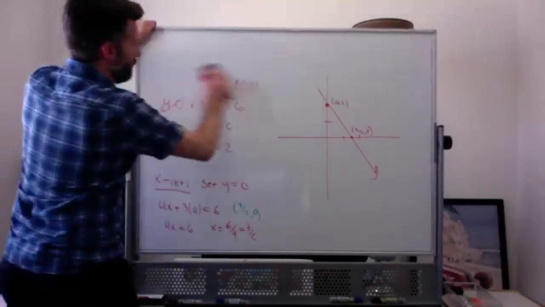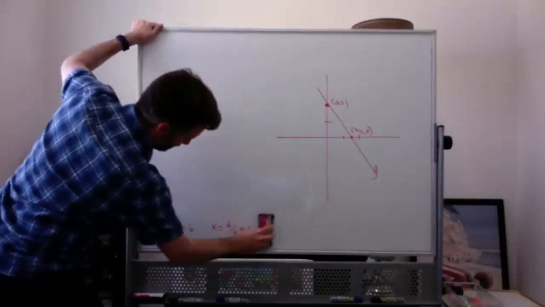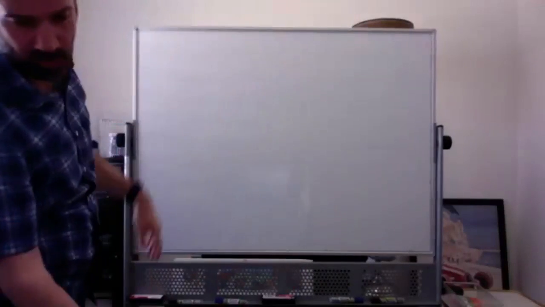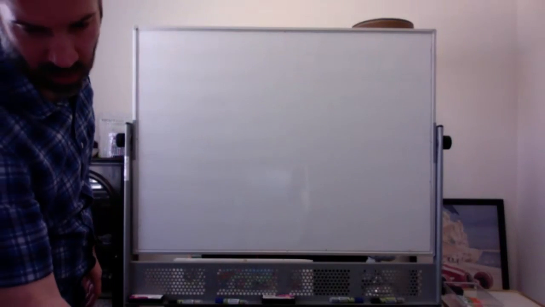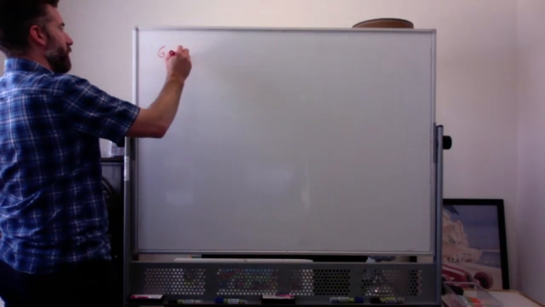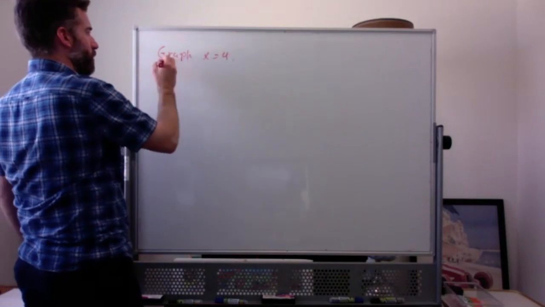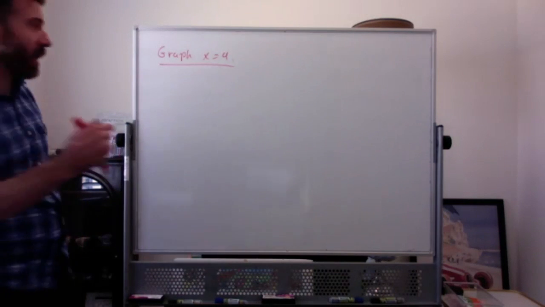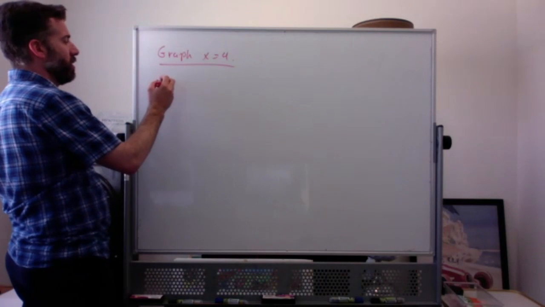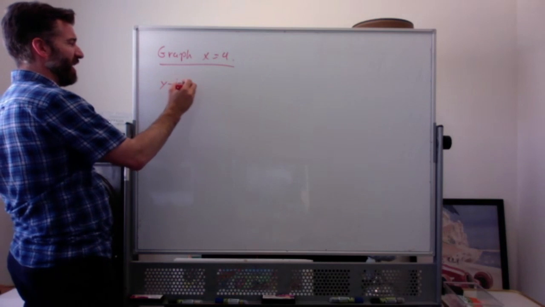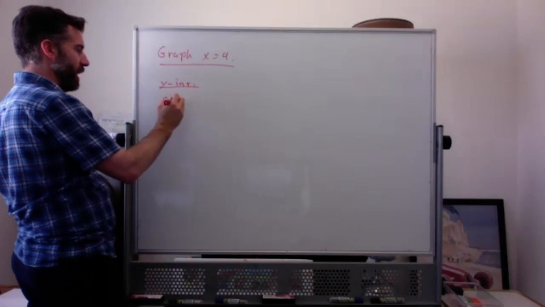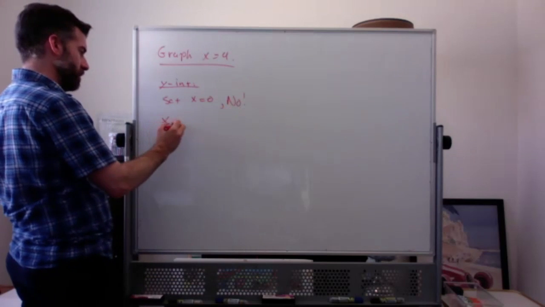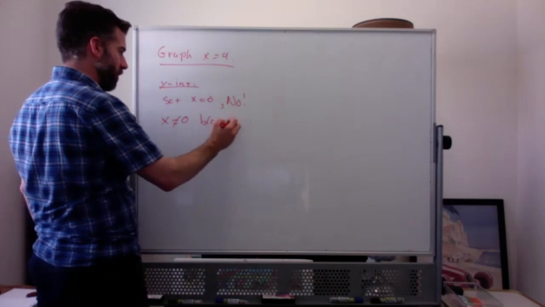Last one. I know we're out of time, but I just want to say this last one because there's a couple things I need to say about it. So just real quickly, for example, I won't go through all the stuff, but if our line was, say, I don't know, I want to graph x equal to 4. Same idea. If I say that I want to have a y-intercept, I'm not going to have one because I would have to set x equal to 0, but I can't because x is equal to 4.